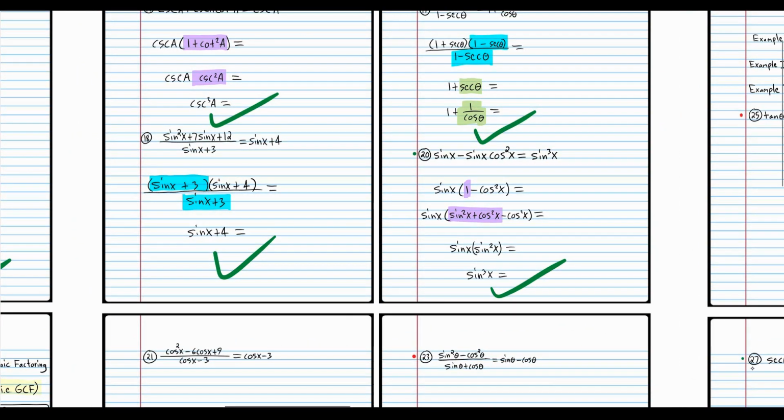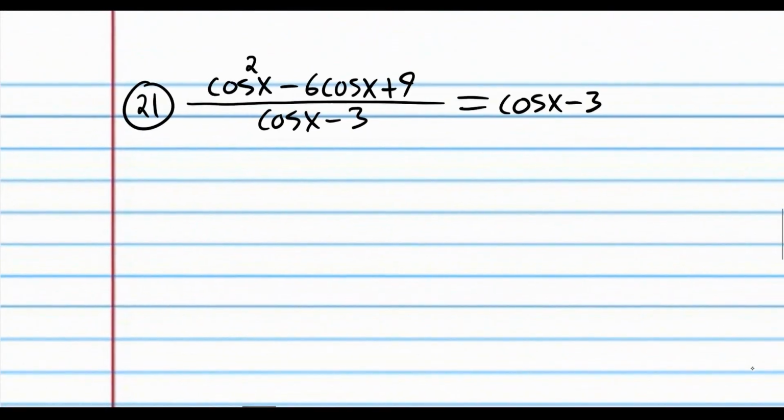Number 21 is like 18, so you can use 18 to help you. Try number 21. When you come back, we'll do it together. Alright, we're back. So we're going to factor this quadratic to the product of two binomials.